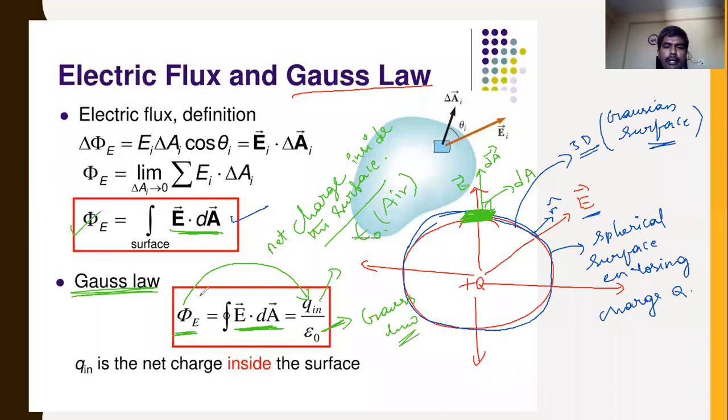Now you can use Gauss law for this example. Check it. In this example, I am considering plus Q charge. This plus Q charge is enclosed within this Gaussian surface, and of course this Gaussian surface is spherical. Its surface area is equal to 4 pi, with radius r, so it becomes 4 pi r square. It is the surface area of this particular Gaussian surface.